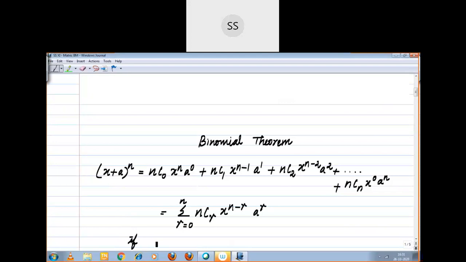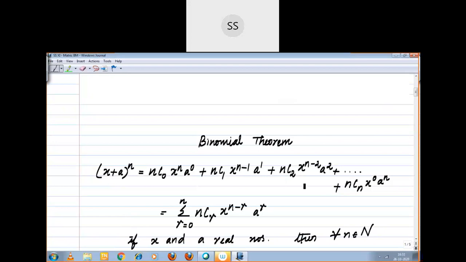If x and a are real numbers, then for all n belonging to capital N, that means natural numbers. In nC0, nC1 and so on, the n represents only natural numbers. The terms may be real numbers, but n in nC0, nC1, nC2 is always a natural number.